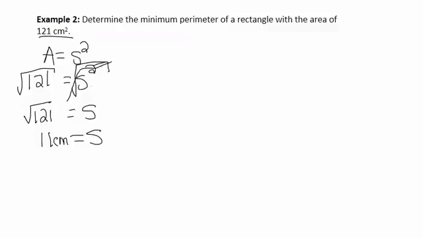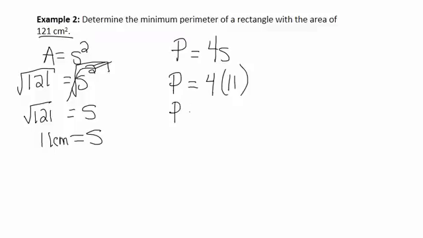Now let's plug that side length into the optimal perimeter formula. Perimeter is equal to 4S, plug in 11 for S, and we get the optimal perimeter is equal to 44 centimeters. So the minimum perimeter of a rectangle with the area of 121 centimeters squared is 44 centimeters.